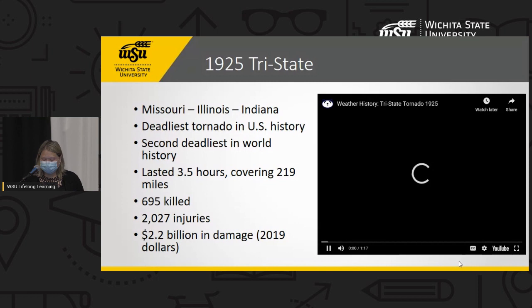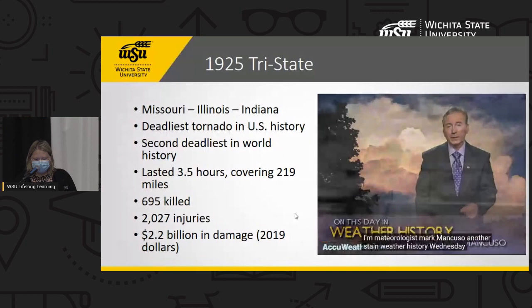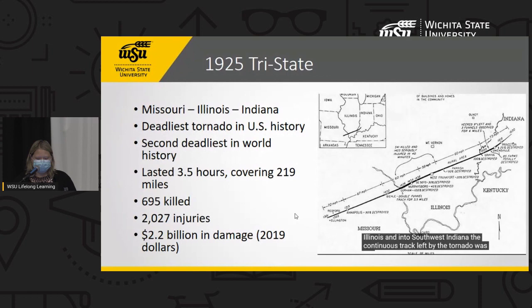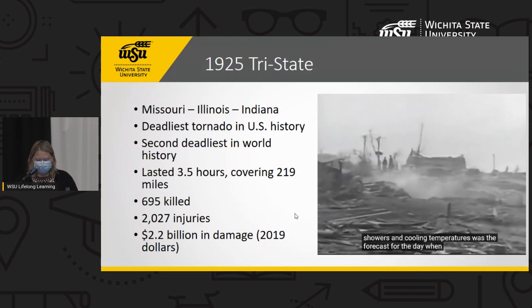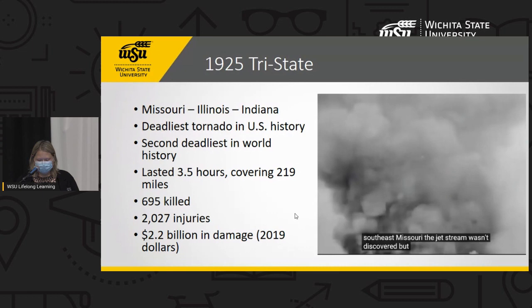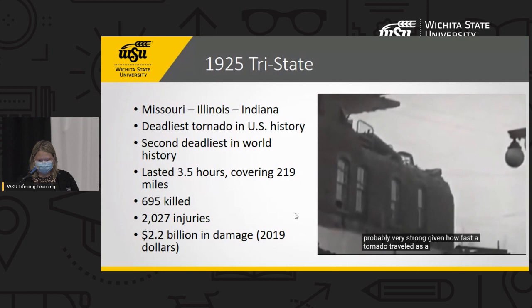I'm meteorologist Mark Mancuso. And on this day in weather history, Wednesday, March 18th, 1925, the tri-state tornado crossed from southeast Missouri through southern Illinois and into southwest Indiana. The continuous track left by the tornado was the longest ever recorded in the world. Showers and cooling temperatures was the forecast for the day. At a time when tornado forecasting was non-existent, the Weather Bureau had been tracking a cold, low-pressure system moving towards southeast Missouri. The jet stream wasn't discovered, but its wind speed was probably very strong given how fast the tornado traveled. As a warm front surged northward, gray skies drizzling over southeast Missouri began to turn an ominous black.